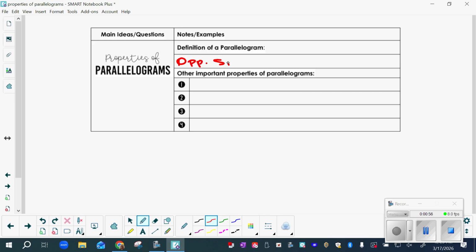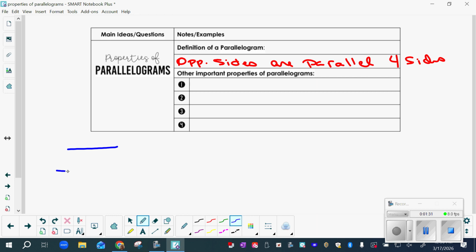Opposite sides are parallel. That's a parallelogram, and it's got four sides. So let me show you. Let's start off with one. The most common one that we talk about when we talk about parallelograms, I think of it like a rectangle that someone bumped into and pushed sideways. So it looks something like this.